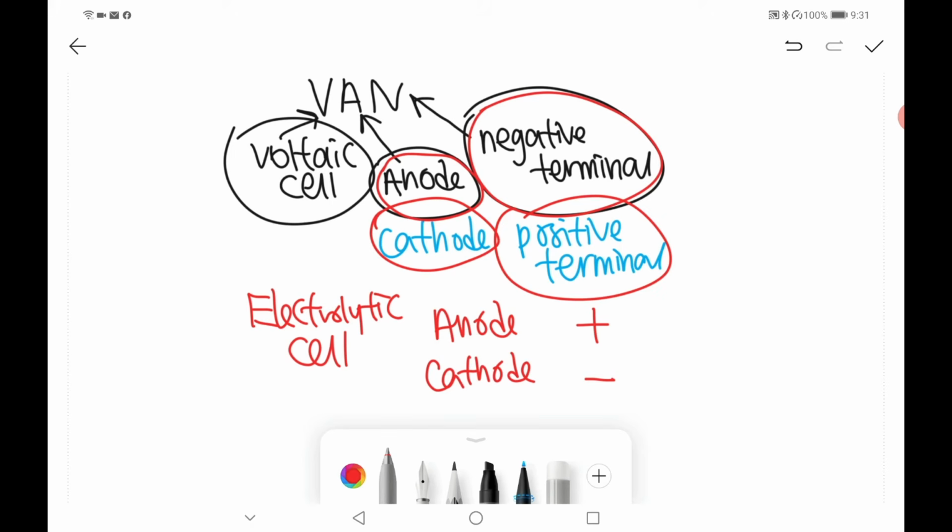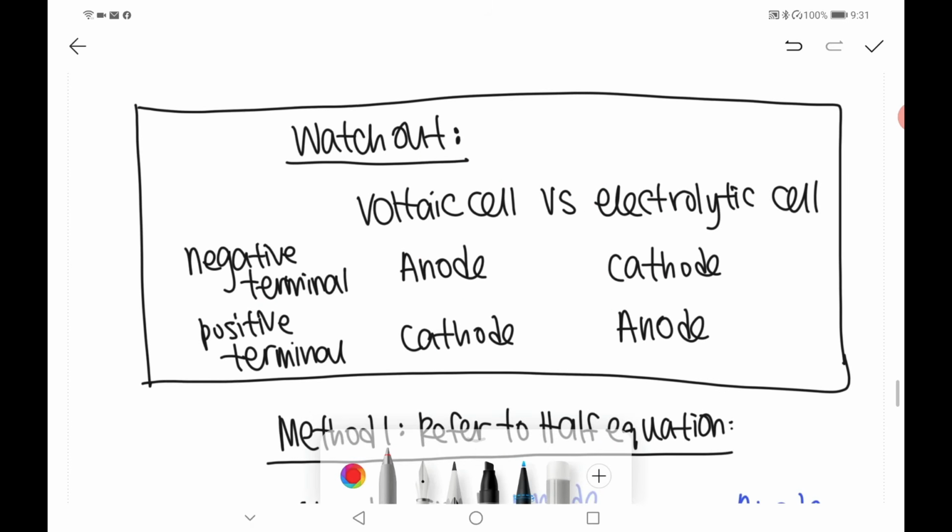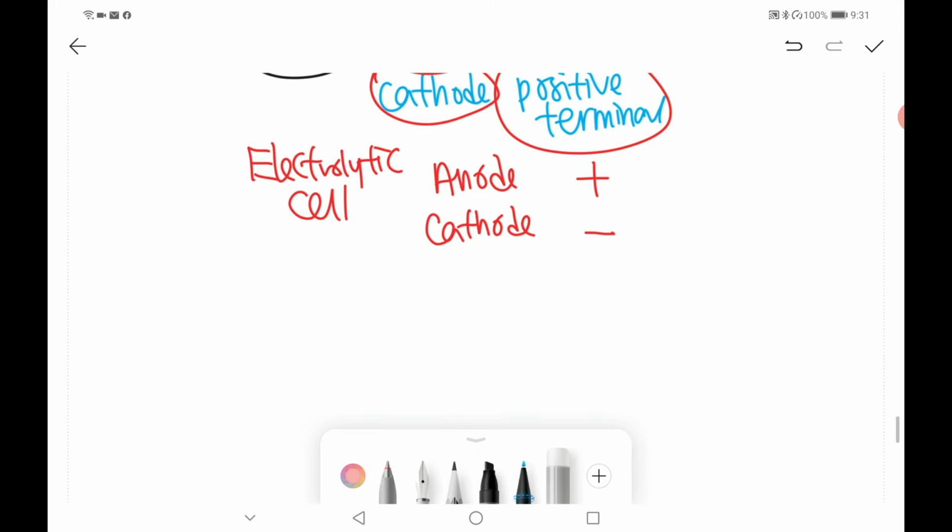So this is how you remember. You don't need to remember 4 things. You only memorize one thing: VAN. In Voltaic Cell, the anode is the negative terminal.